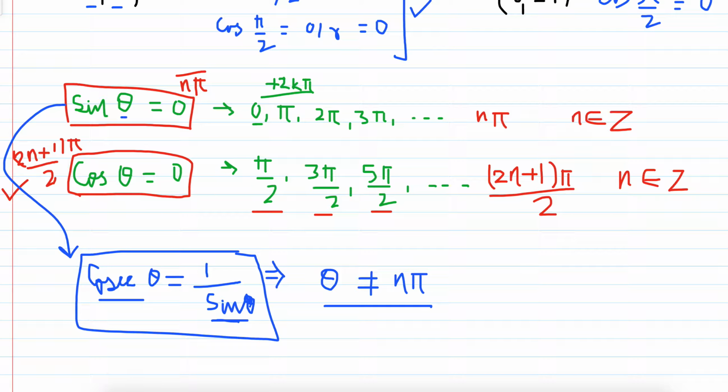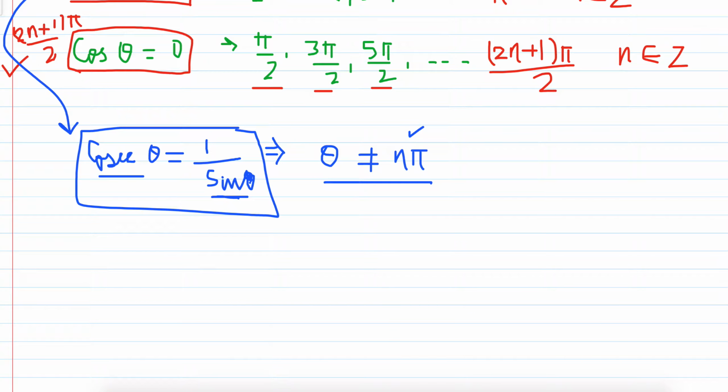So sine theta is defined for all the values of theta, but cosec theta, which is the reciprocal, 1 divided by sine theta, is not defined for the integral multiples of pi. Similarly, sec theta is equal to 1 upon cos theta, and here the condition is that theta should not be equal to this value, because when theta is equal to 2n plus 1 pi by 2, then cos theta is 0 and 1 by cos theta will not be defined.